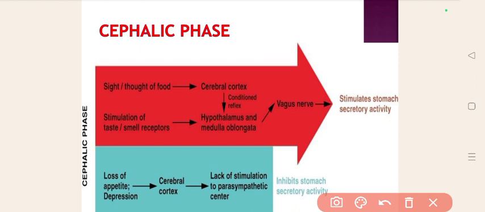Means the sight or thought of food sends impulses to the higher centers like the cerebral cortex, and through the cerebral cortex it goes to the hypothalamus and medulla oblongata, and with the help of the 10th cranial nerve, the vagus nerve, there is an increase in HCl secretion or gastric juice secretion. That is the cephalic phase.